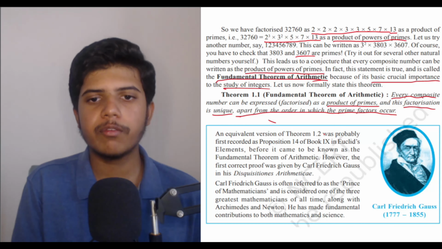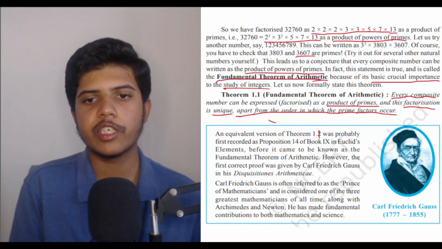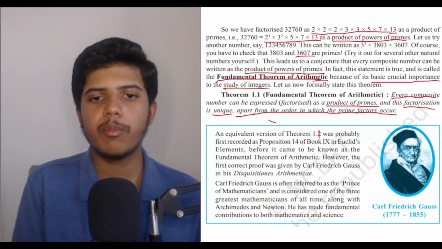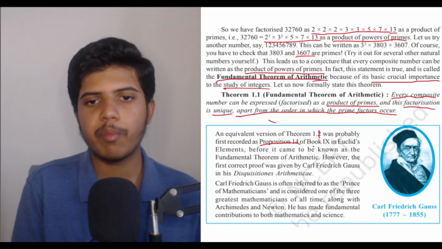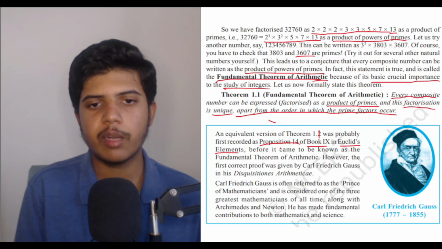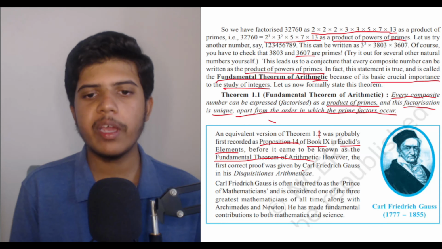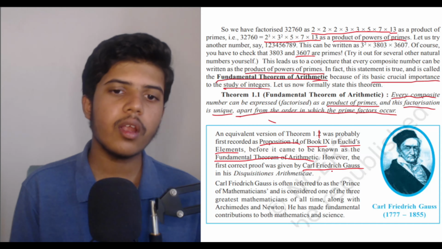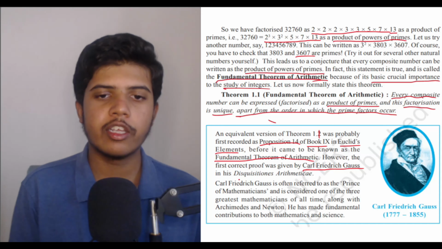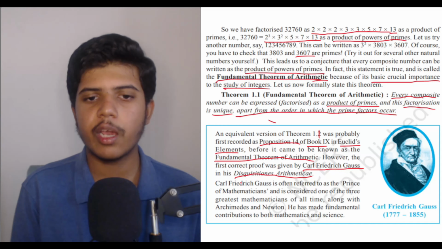An equivalent version of theorem, not 1.2, it is 1.1, which is the fundamental theorem of arithmetic. An equivalent version of this was probably first recorded as proposition 14. Generally, they don't ask, but better safe than sorry, so you can be prepared. Proposition 14 of book 9 of Euclid's Elements. Euclid's Elements was the name of the book before it came to be known as Fundamental Theorem of Arithmetic. However, the first correct proof was given by Carl Friedrich Gauss in his Disquisitiones Arithmeticae. I don't know whether I pronounced it right, but yeah, this is the name of the book.